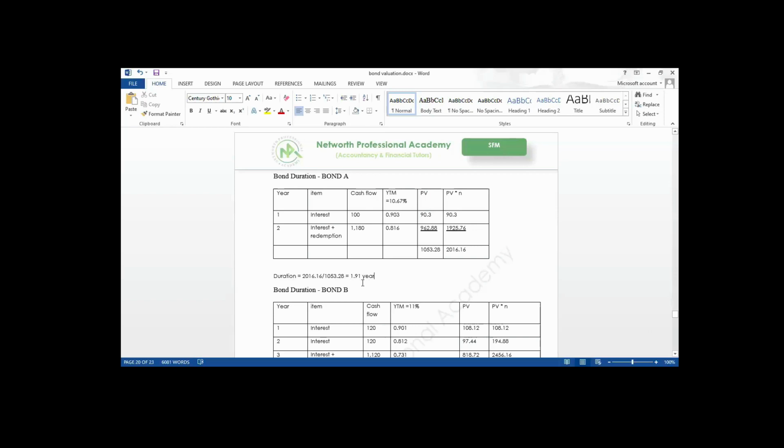Duration is 1.91 years. When we say duration, it is the number of years it will take the investor to recoup the amount invested in the bond. So if the company invests in bond A, it will take the company 1.9 years to recoup the amount invested in that bond.